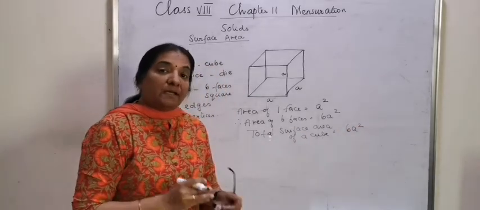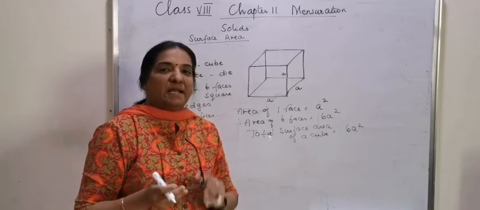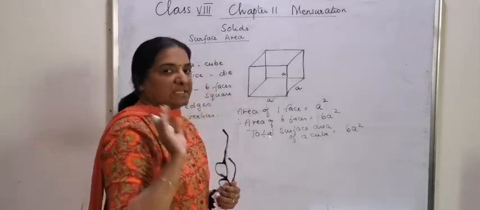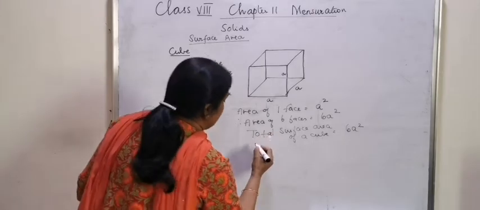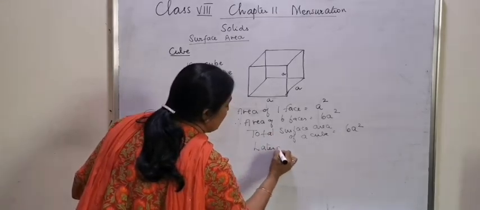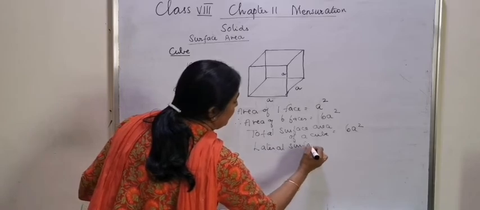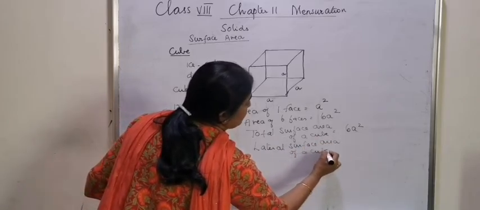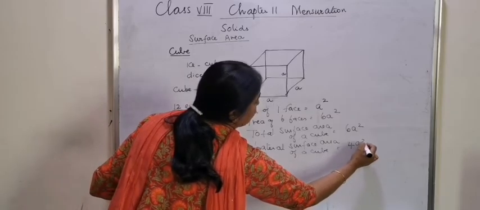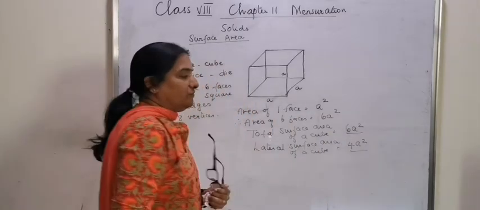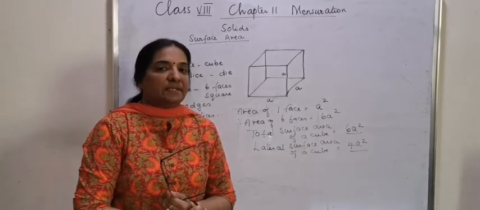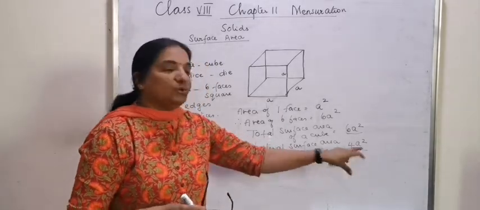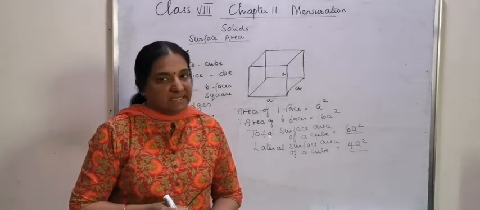As I told you, if you exempt the top as well as the base, that will give you the lateral surface area or the surface area of 4 faces. So, lateral surface area of a cube is equal to 4 times a square. If you take all the 6 faces, that will give you the total surface area, and if you take the 4 faces, that will give you the lateral surface area.